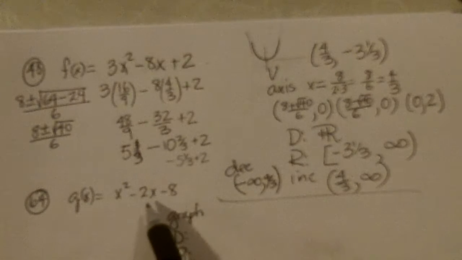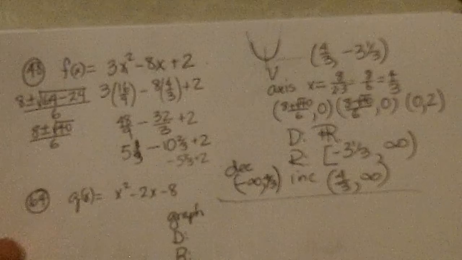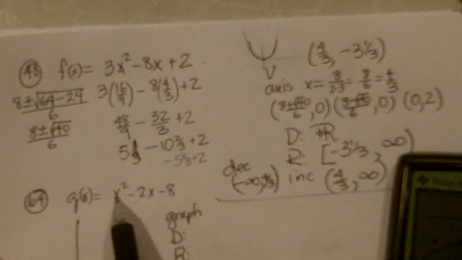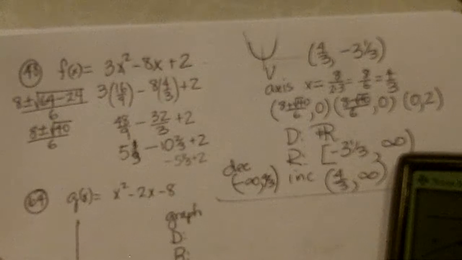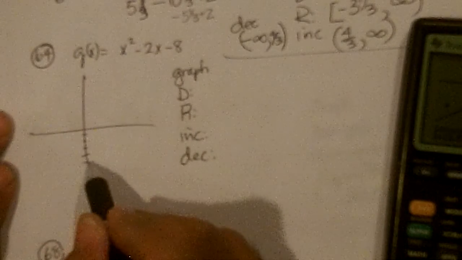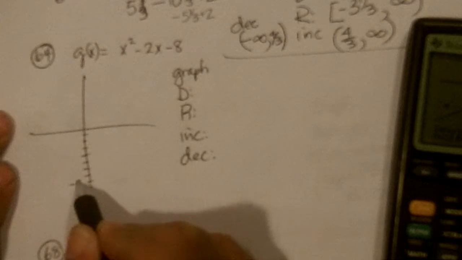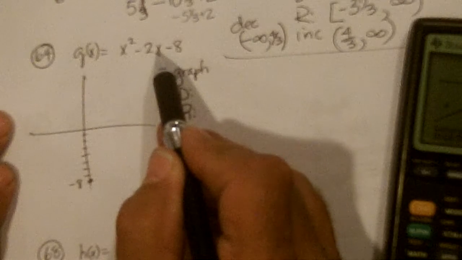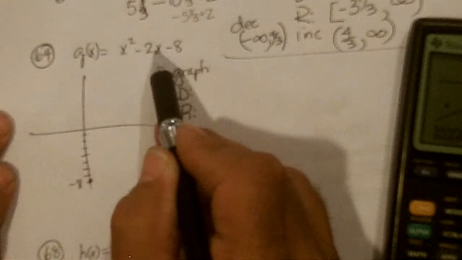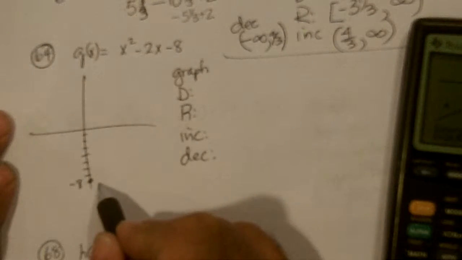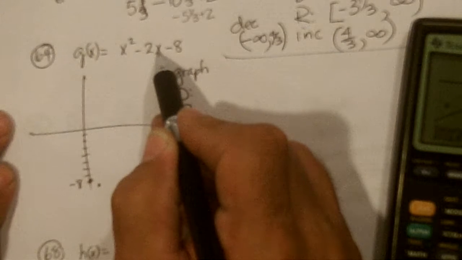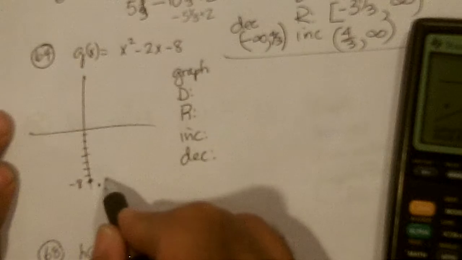Okay, 64. We're supposed to graph this. Let's just do it. If you don't have a calculator, let me show you how you do that. So if I put in 0, I get -8. If I put in 1, I get 1 minus 2, 1 minus 2 is -1, minus 8 is -9. If I put in 2, I get 4 minus 4 minus 8 is -8.